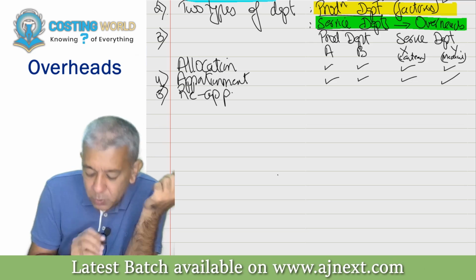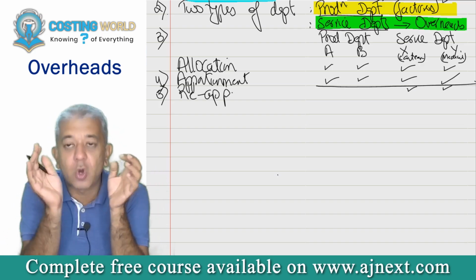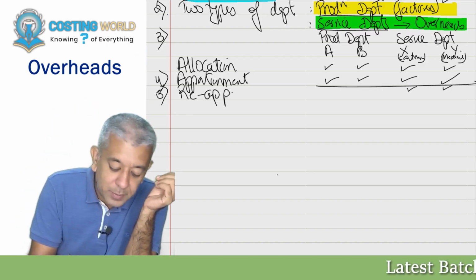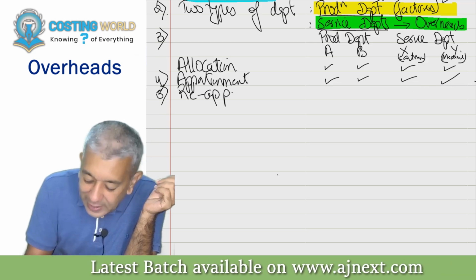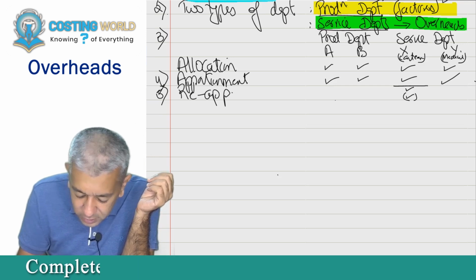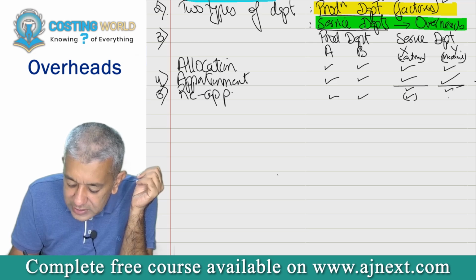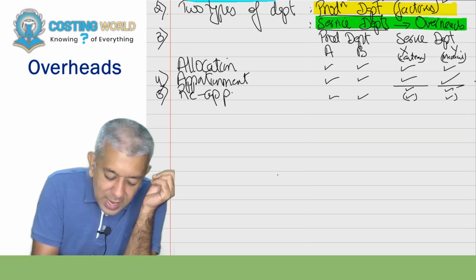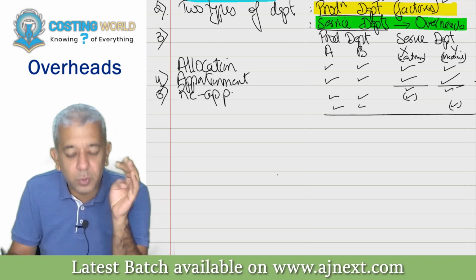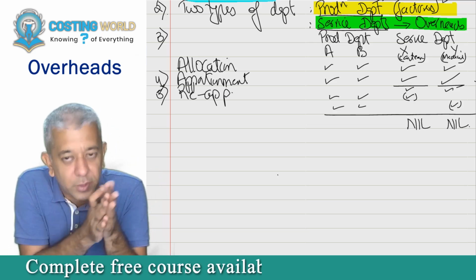Now what do you mean by reapportionment? Reapportionment means whatever are the expenses of the service departments, you transfer them to the production departments. That means what? I take the expense of service department X, I remove it from here, charge it to A and B. I remove the expense of the service department Y from here, and in this case, I charge it to A and B. The moment I do this particular thing, these costs in this case will become nil. That's it. My job is over.